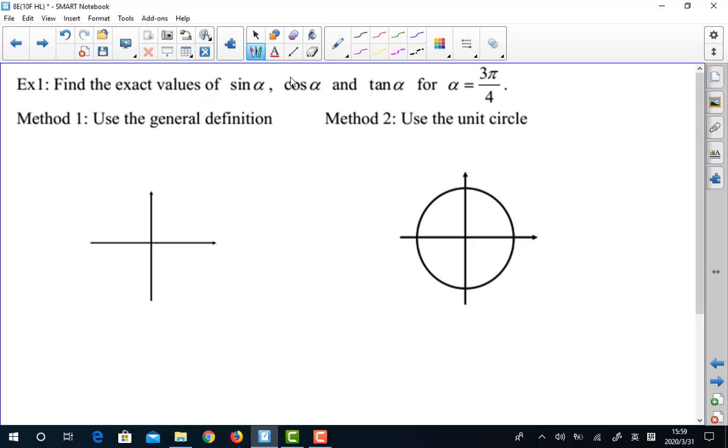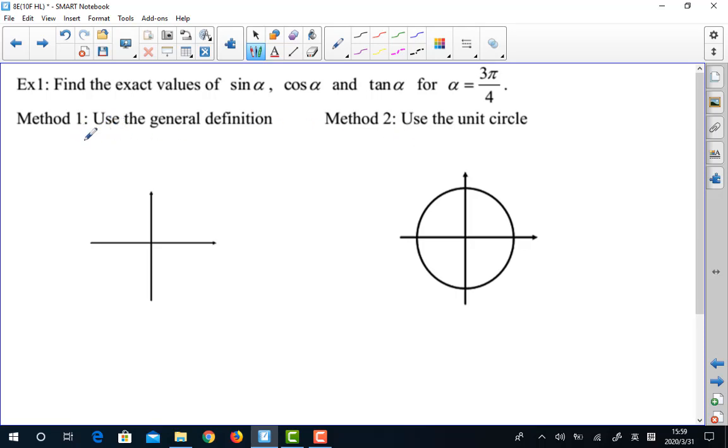In section 1, we have already learned how to find the trig ratios of special acute angles like pi over 6, pi over 4, and pi over 3. And this time we need to extend the angles from the first quadrant to quadrant 2, quadrant 3, and quadrant 4. Let's look at 3 pi over 4. There are two different methods. The first method is to use the general definition. The second method is based on the unit circle we did in section 2. Let's introduce the methods one by one.